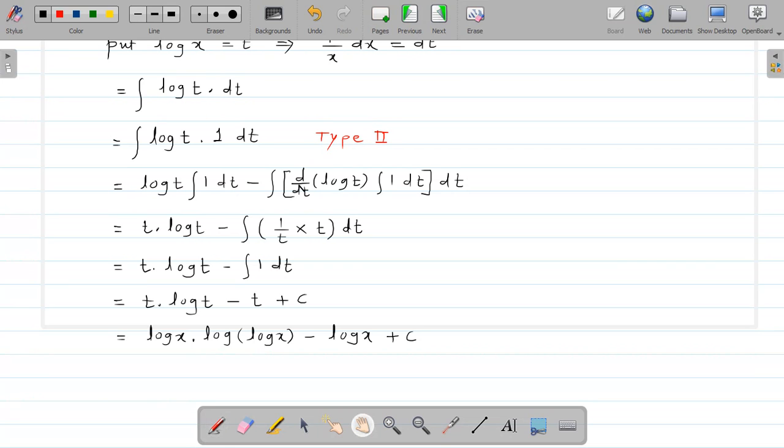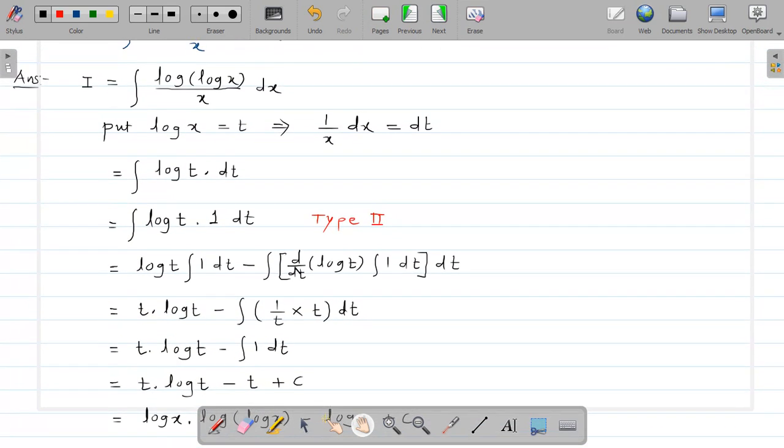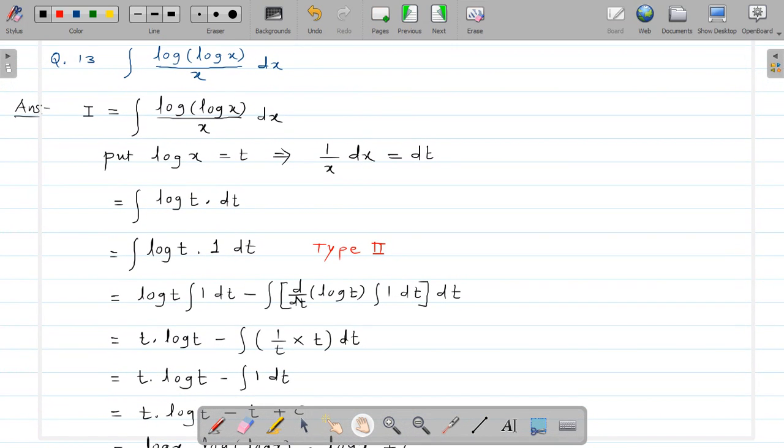So here we use the by parts rule, but first of all we have to use the substitution method, and then after substitution we have to use the integration by parts rule. So this is type number 4 that we are going to discuss today. Remember this very important example.